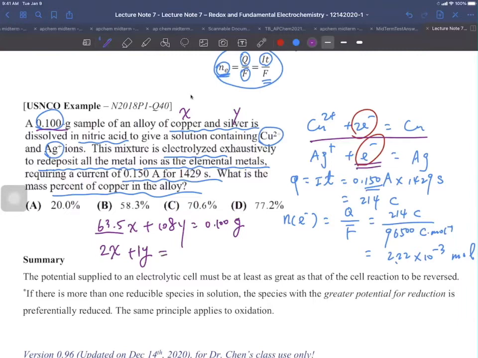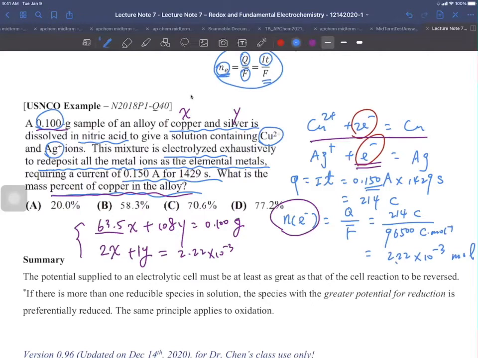Should equal the total moles of the electrons, which is 2.22 times 10 to the -3. And then we can solve this 2 linear equation group and get the X and Y. And then I think the next is easier. You can just convert into mass and get the mass percent of the copper in the alloy. So this is kind of the general method.